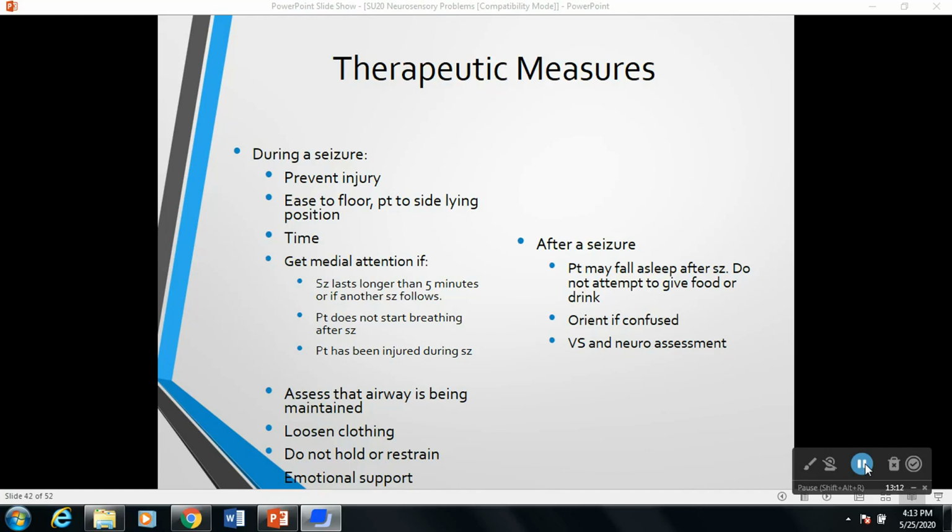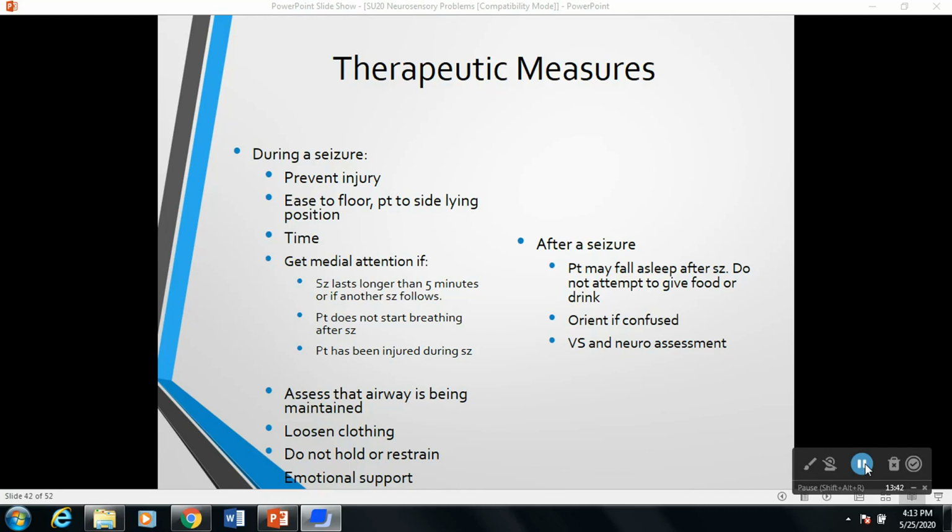If the seizure, again, lasts longer than 5 minutes, or they have another seizure that goes back to back, or if the patient stops breathing after a seizure, or there's been any kind of injury, you need to get medical attention immediately. You want to make sure that you're assessing the airway. You don't put anything in their mouth, though. Loosen their clothing if you need to. You will never restrain a patient or hold them down. You just want to try to keep them protected.